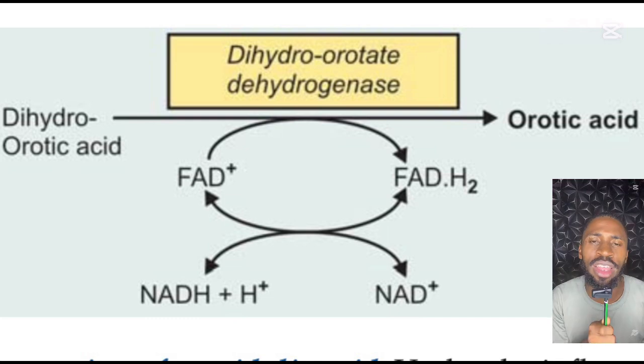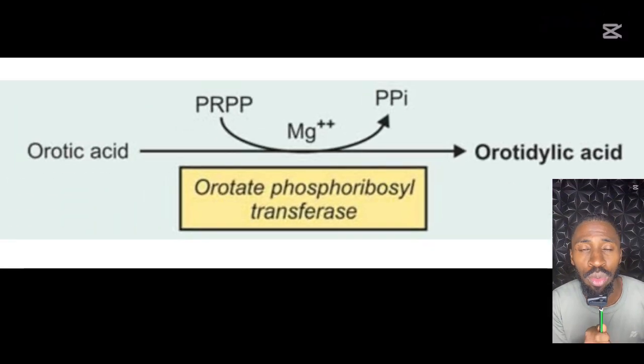The next thing is transferring PRPP, phosphoribosyl pyrophosphate, to orotate. If we transfer PRPP to orotate, we get OMP, which is orotidine monophosphate. Utilizing what? Orotate phosphoribosyl transferase. Orotate phosphoribosyl transferase.